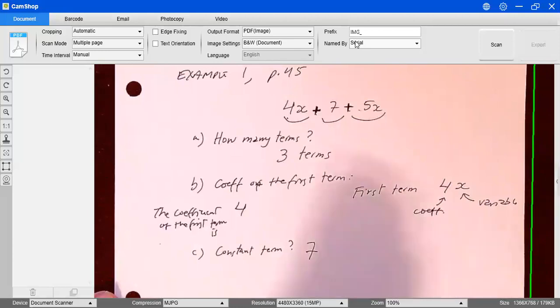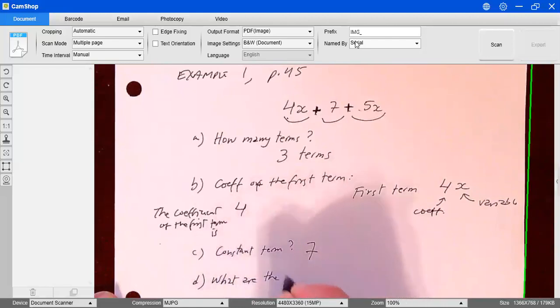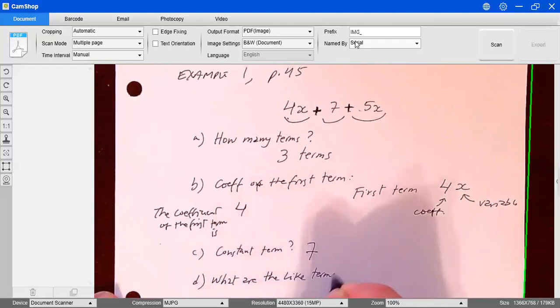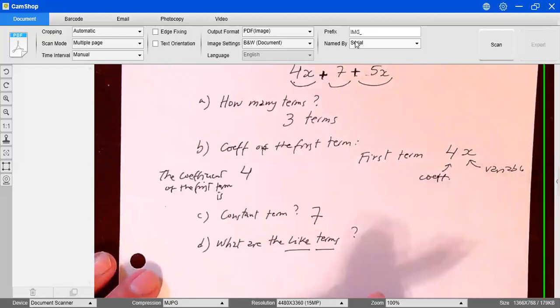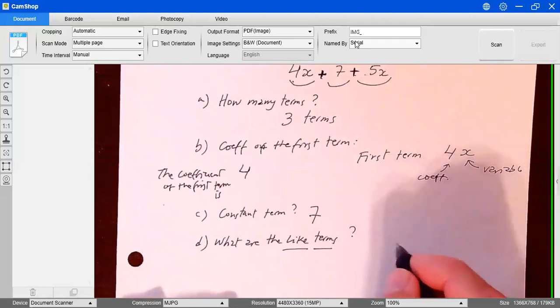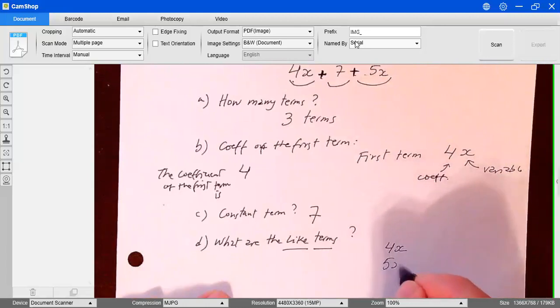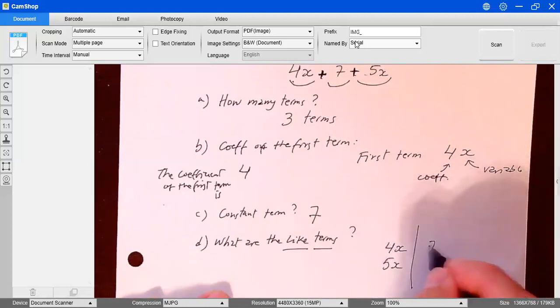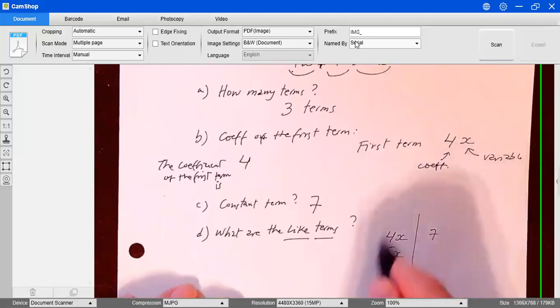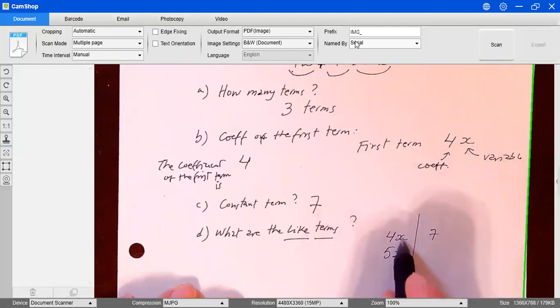Finally, the last question is, what are the like terms in this algebraic expression? The like terms. So you have 4x plus 7 plus 5x. You can classify this. You can have 4x and 5x on the first column, 7 on the second column. So these are the like terms, okay? Because they have the same variable and the variable is also at the same power.